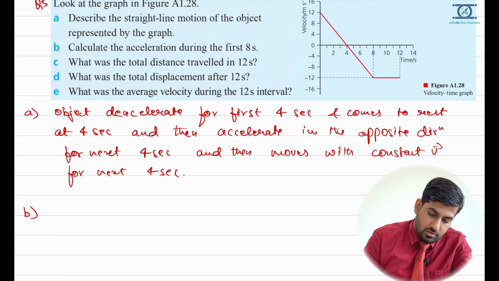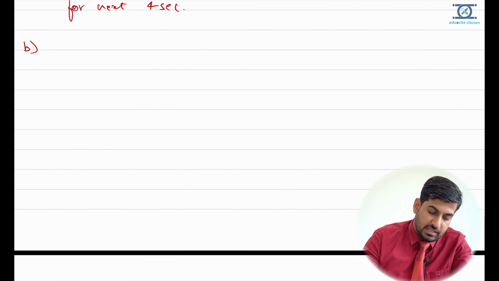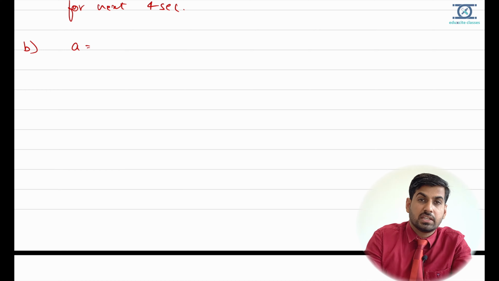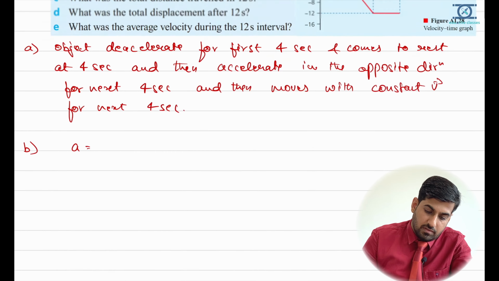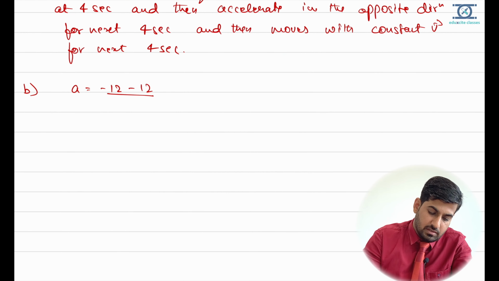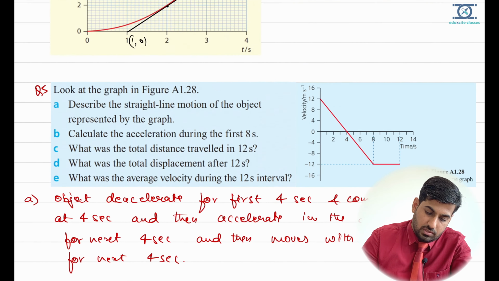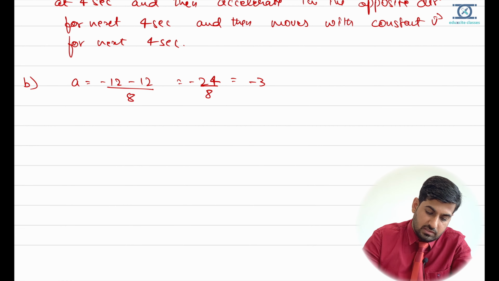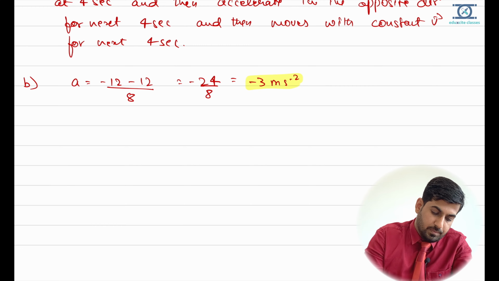So make sure you do not make a calculation mistake. Acceleration will be final velocity minus initial velocity. So final velocity is minus 12, initial velocity was 12, so v minus u upon time taken is 8. So this will be minus 24 by 8, which is minus 3, and the unit will be meter per second square. So this will be the answer for your B part, right?